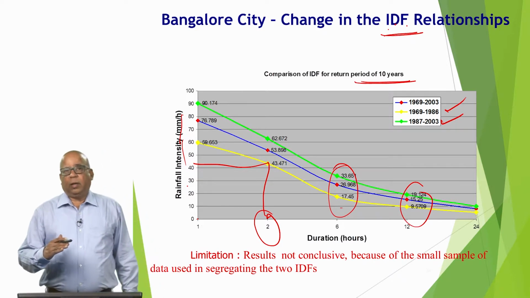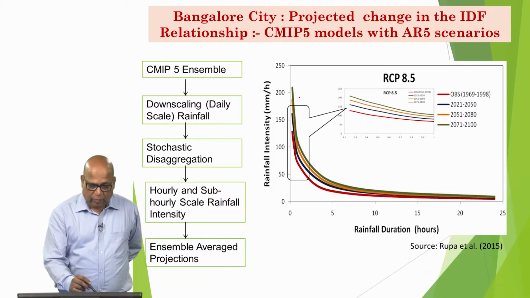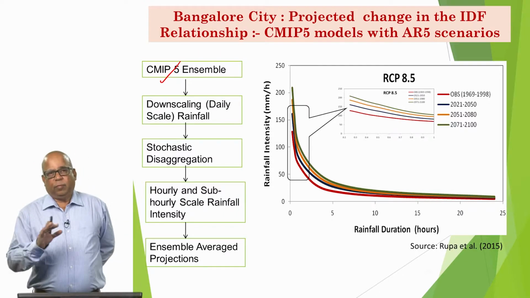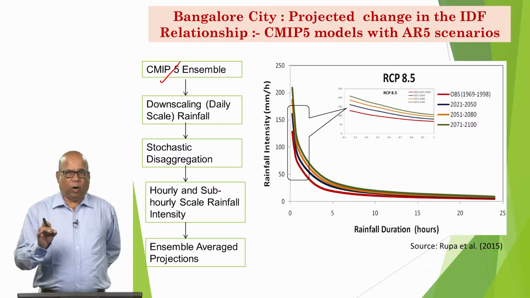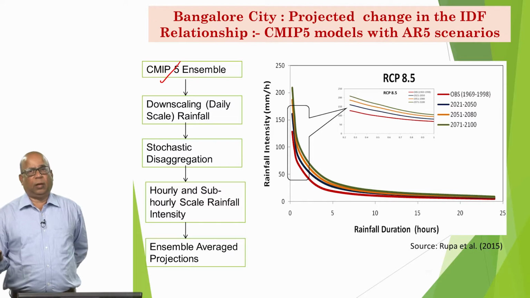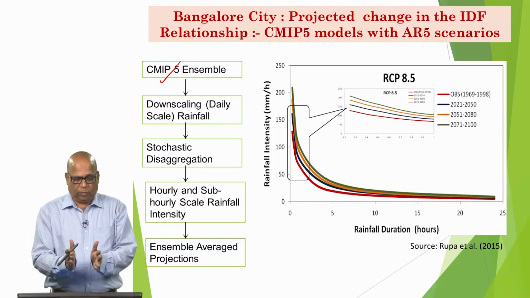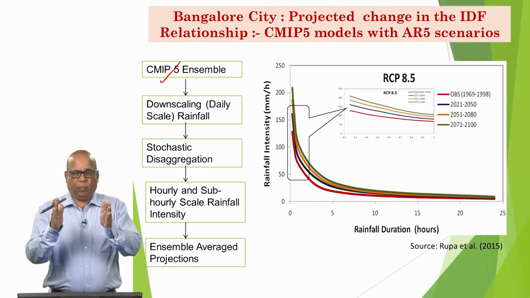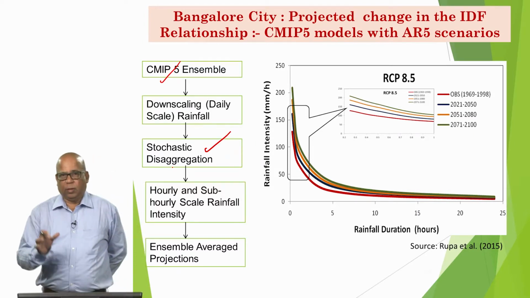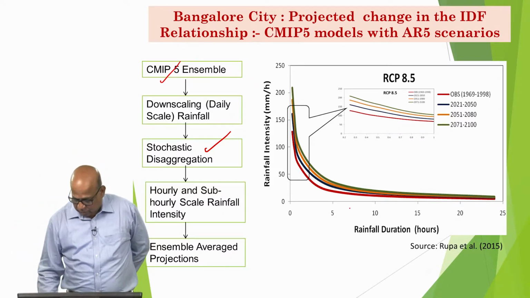Then we ask the question, are these likely to increase in the future? For that, we again have recourse to the climate models. Climate models, much as they work well for large spatial scales, also work well for large time scales, but in urban areas we do not have the luxury of using large time scales. So, like we did for spatial scales, from larger scales to smaller scales, we also do for time scales. From larger time scales we bring it down to smaller time scales with what is called disaggregation. We do downscaling on space, disaggregation on time, and reconstruct the IDF relationship.